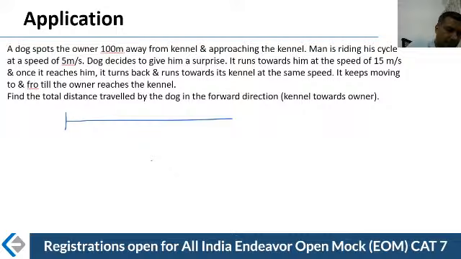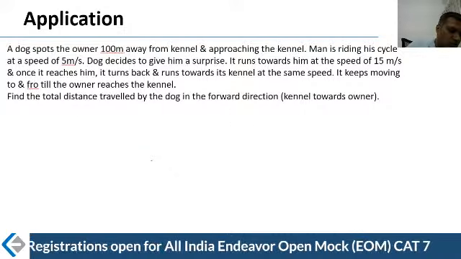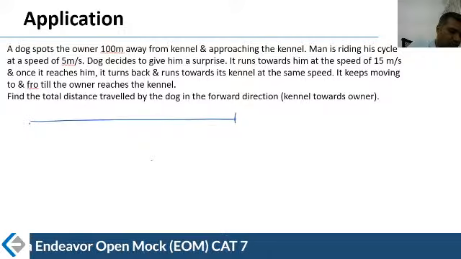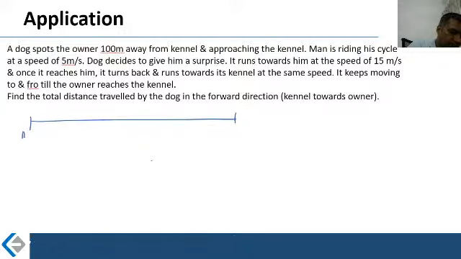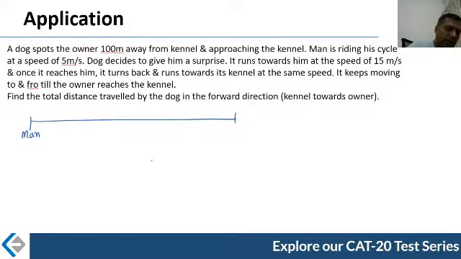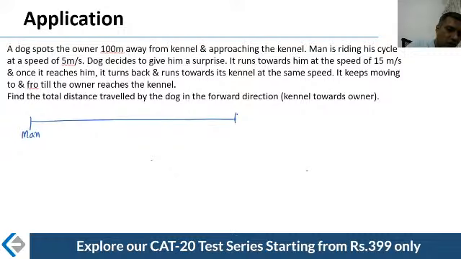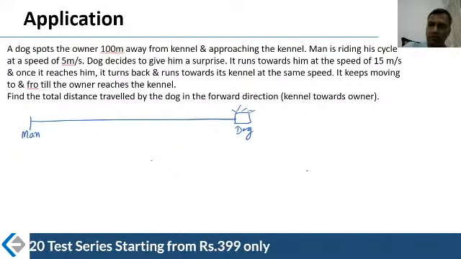This is what is happening. Assume that a dog has spotted its owner. The man is here, and it spotted the man from there. The dog kennel, the house of the dog, is here. That's a kennel, so this is the dog house, and the dog spotted the man from there. So now it wanted to surprise him, do something with him.